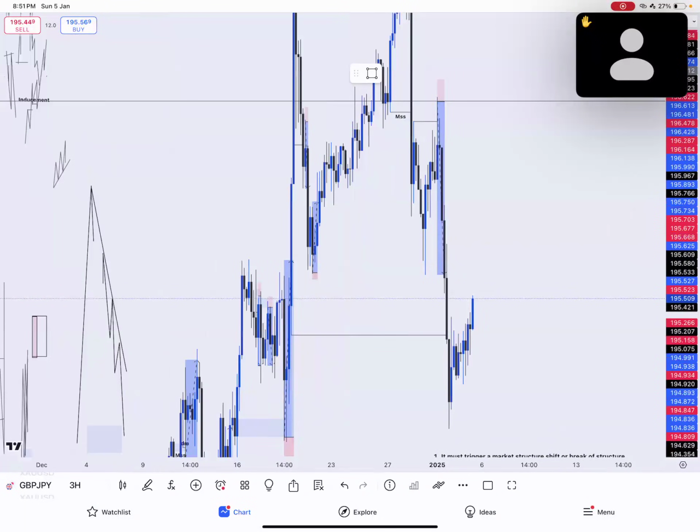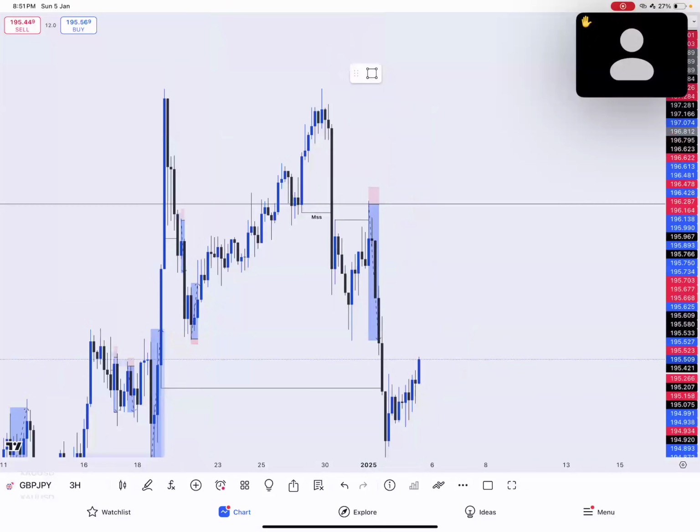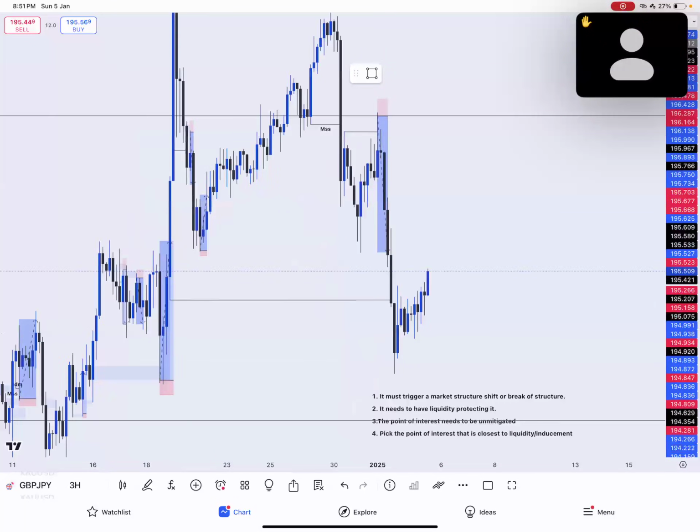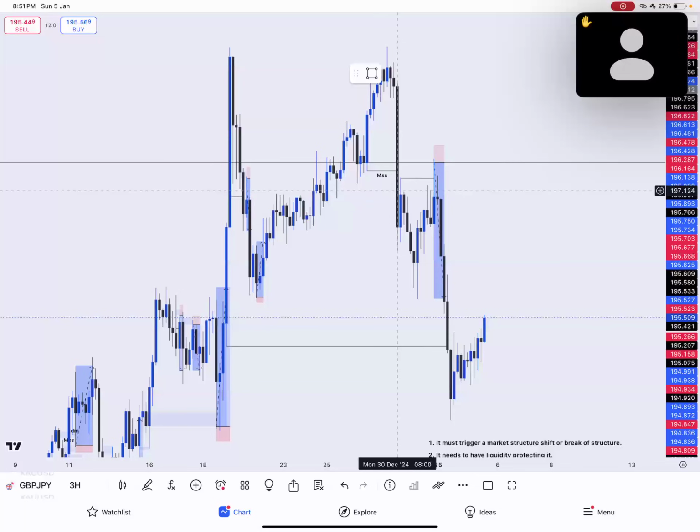So on a higher time frame, this is a 3 hour time frame, but it's a trade I took last week. This is the pullback. It was just a single candle, this blue candle that pushed before the market continued moving in the direction it broke structure into. So I can mark that as my inducement.